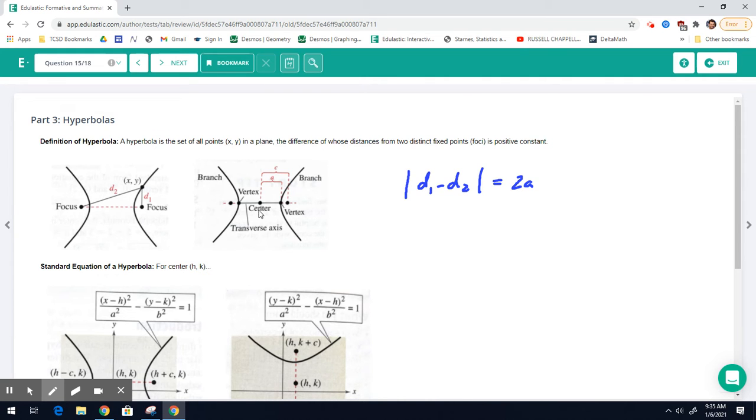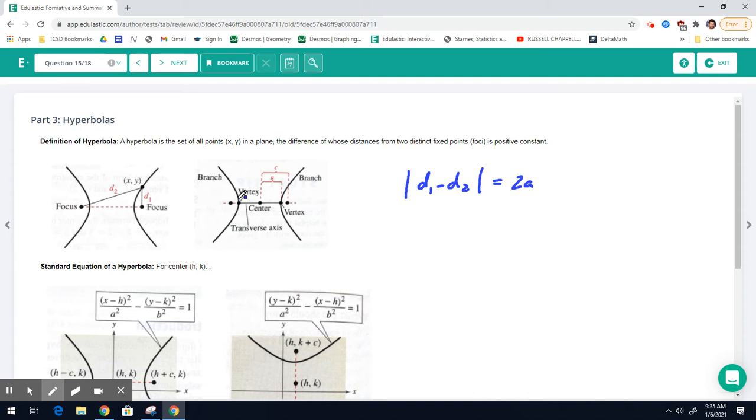So you do have a center, which is going to be the point equidistant from the two vertices, which are going to be where the hyperbolas change direction, if you will. So the distance from the center to the vertex is that a. So your transverse axis, which goes between your two vertices, is going to be your length of 2a, right? The foci are still c units away from the center, so we can still use that idea.